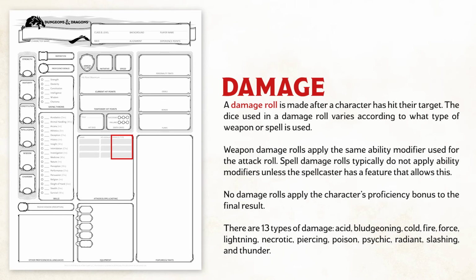There are 13 types of damage: acid, bludgeoning, cold, fire, force, lightning, necrotic, piercing, poison, psychic, radiant, slashing, and thunder.